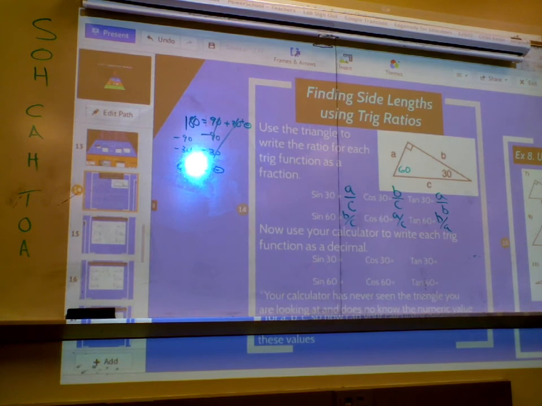Serena, where's your calculator? Where's Alyssa's calculator? Okay, Alyssa, where's your calculator? Why don't we have calculators?